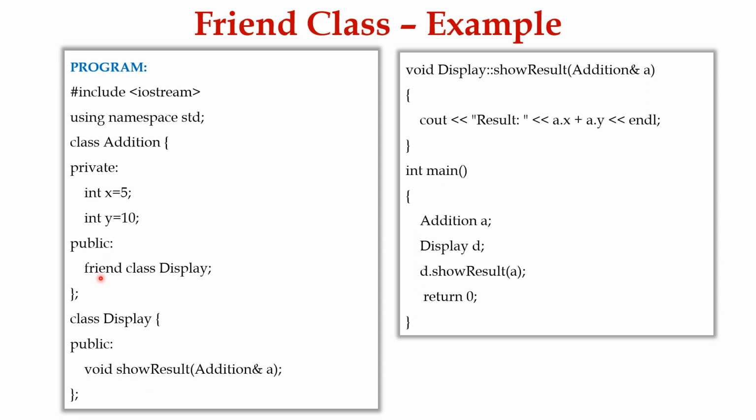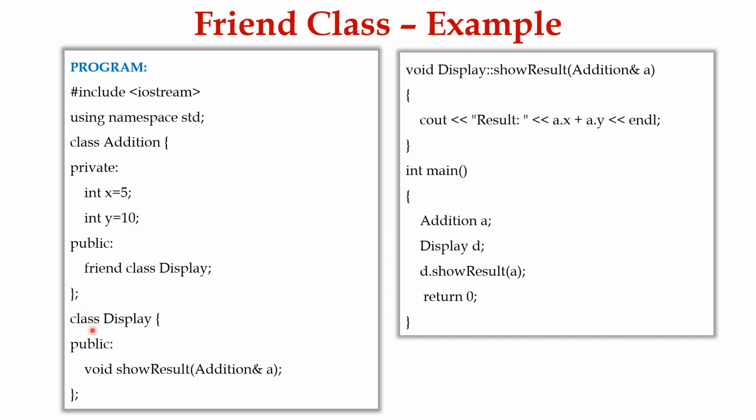The statement is friend class. Both are keywords, followed by the class name, that is display. It is ended with a semicolon since it is the declaration part, not the definition part. Finally, we have ended the class addition with a closed curly parenthesis followed by a semicolon.